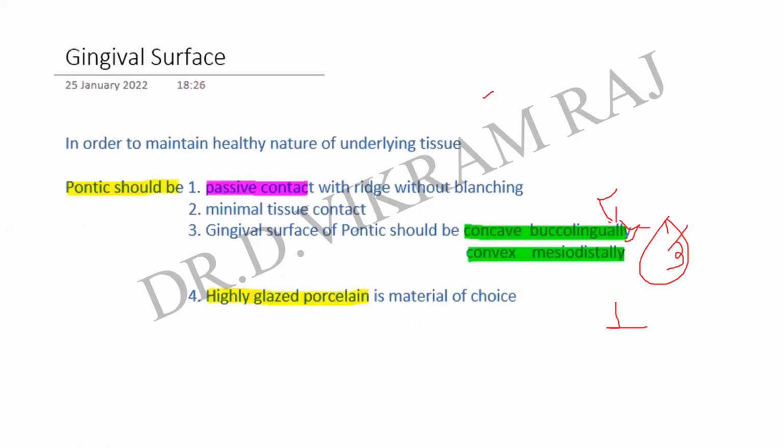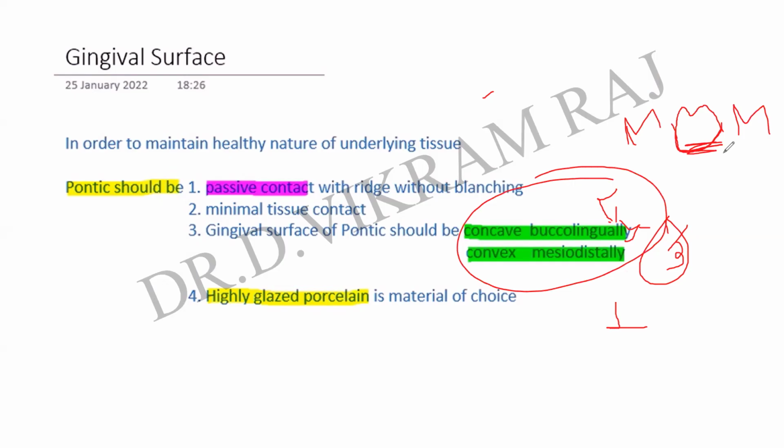Coming to the gingival surface of the pontic, in order to maintain a healthy nature of the underlying tissue, the pontic should have a passive contact. Here the abutment is present, here the abutment is present, and here the missing tooth is present. So we should have a smooth contact in this gingival surface of the pontic. Otherwise, our ridge is going to get ulcerated and damaged. There should not be any blanching when we place a pontic, and it should have minimal tissue contact and should be concave buccolingually and convex mesiodistally.